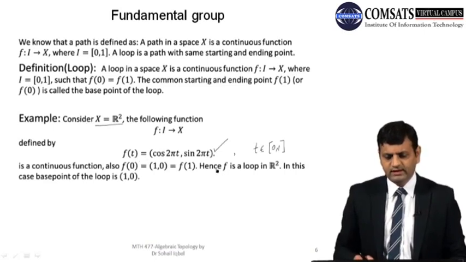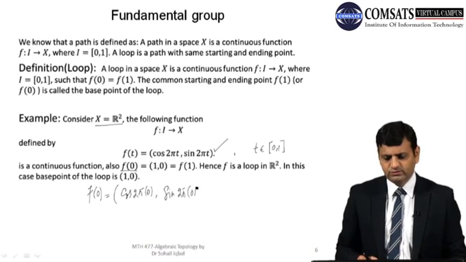And why is it a loop? Because we can calculate f(0). So let's see what is f(0). f(0) is equal to (cosine 2π into 0, sine 2π into 0), which is basically equal to (cosine of 0, sine of 0), and we know that sine of 0 is 0 and cosine of 0 is 1, so this becomes (1, 0).